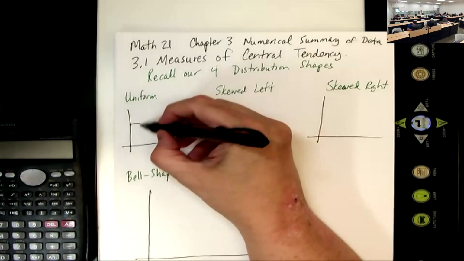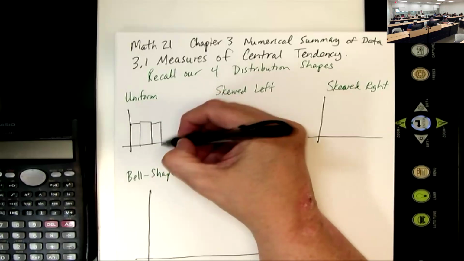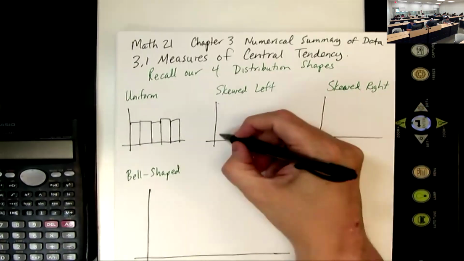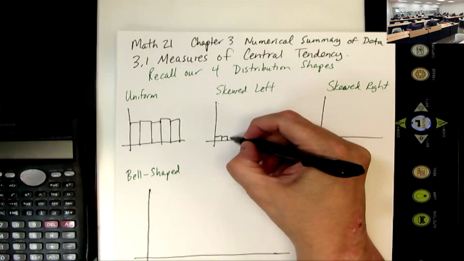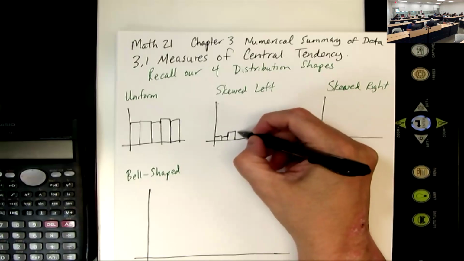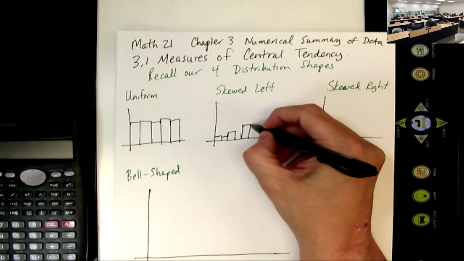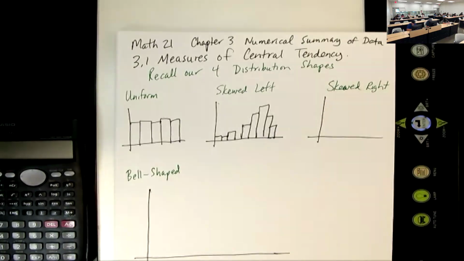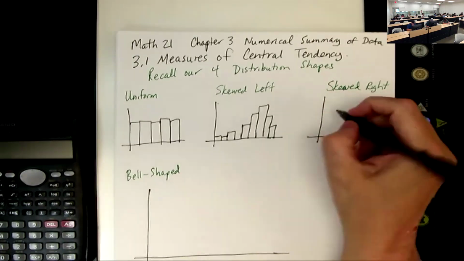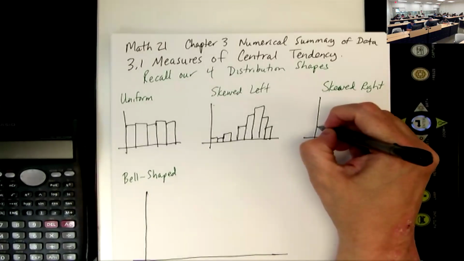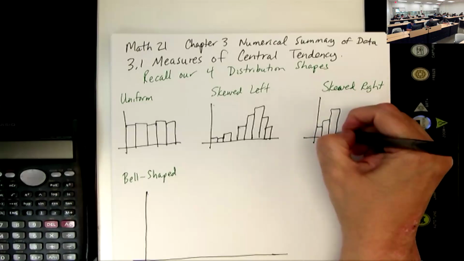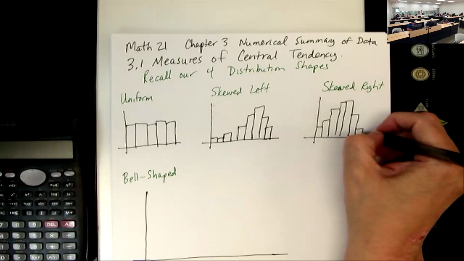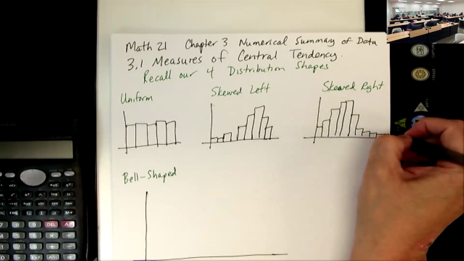So uniform, like the columns on our histograms were all the same size. Maybe a little variation, some were taller than the rest. Skewed left, we had a tail on the left. And as we went to the right, there could even be a gap. But as we got to the right, it got bigger and bigger, and there was a big old hump on the right. But there's a bunch of little stuff on the left. Skewed right was the other way around. We have a big old hump here in the middle or on the left. But as we go to the right, we get more and more little stuff down here.